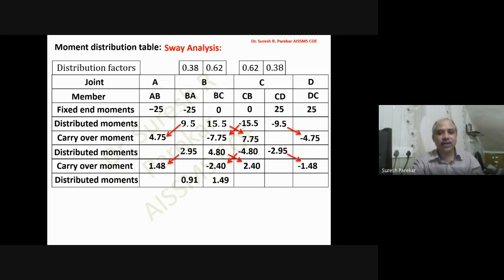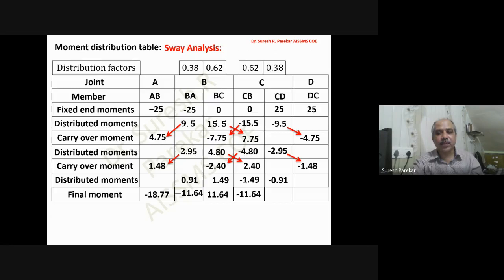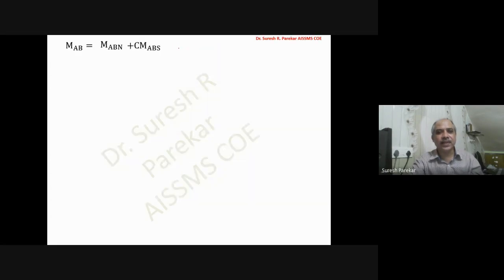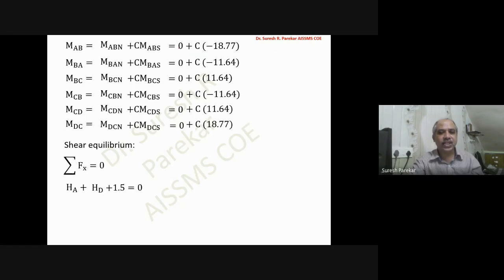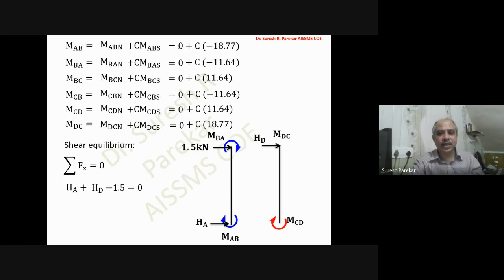And in this way we have to go for distributed moment. Again we have 3 distributed moments, and I will get these values. And then we can go with the same, that is whatever we have considered in your last problem. We have to go for shear equilibrium, and in shear equilibrium this will be 1.5 now, and one we have anti-clockwise, other we have clockwise. That we have to keep in mind.